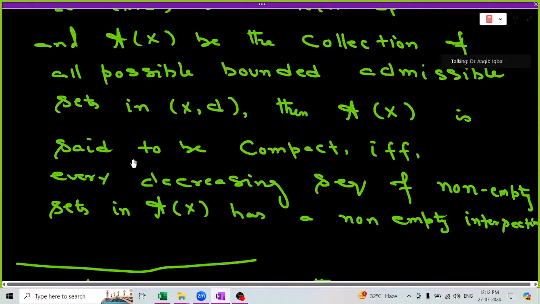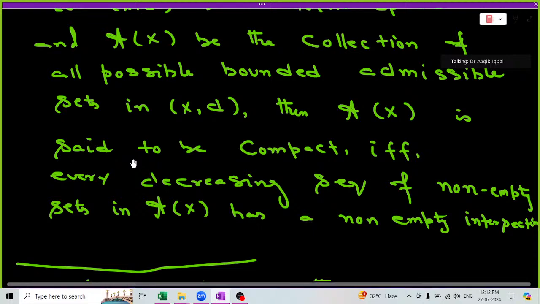ठीक है. अब में से मुझे कोई बता सकता है why this property is called compactness of AX? इस प्रॉपर्टी को compactness क्यों कहते हैं हम? Every decreasing sequence of non-empty sets in AX has non-empty intersection. Why this property is called compactness?